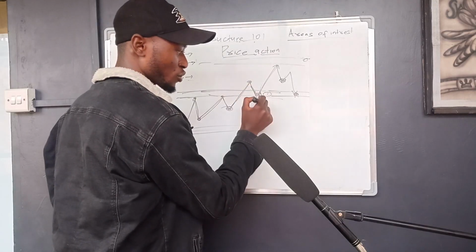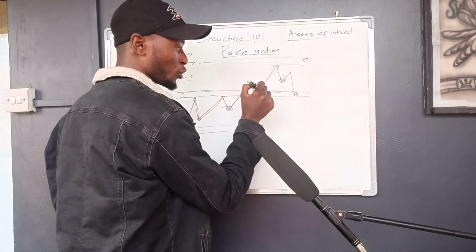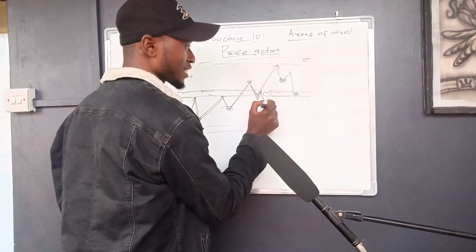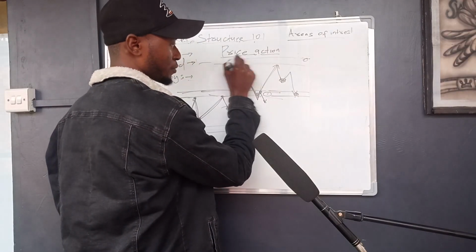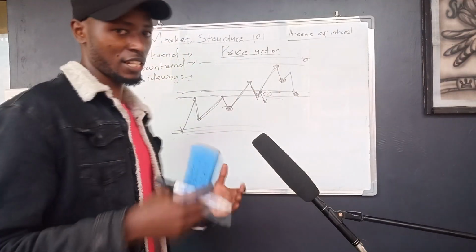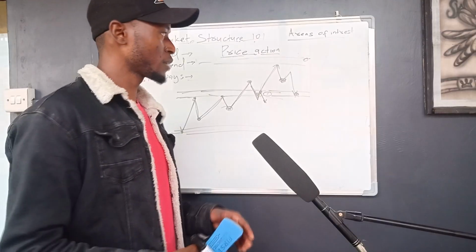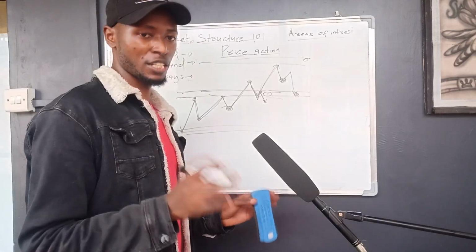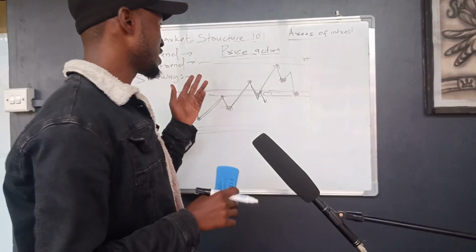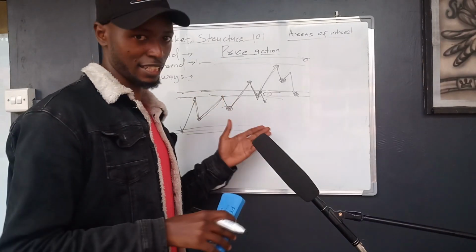The sellers might be stronger than the buyers. So to know if the sellers are stronger than the buyers, we use price action. I'll teach you more about price action in my next video, but I'm going to teach you a few tricks on price action that you can use to identify market structure and take the trade.